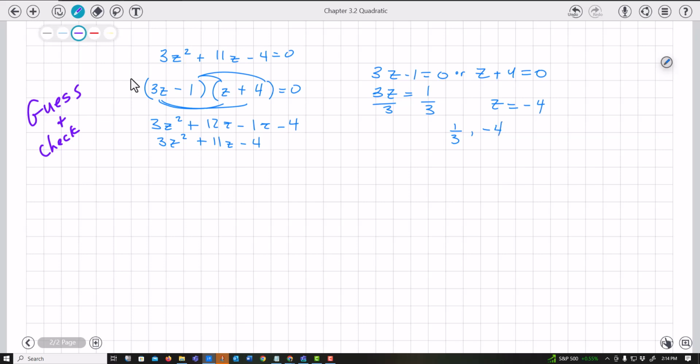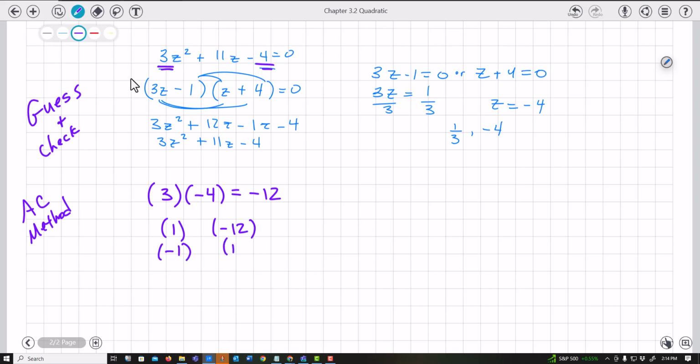Now, as I mentioned in another video, if you don't like this guess and check, it makes you a little nervous, the AC method says multiply the A, remember that's the first term, and the C, which in this case would be 3 times -4 to get -12. And then you're going to list all the factors of -12. I don't know, how about 1 and -12, -1, 12.